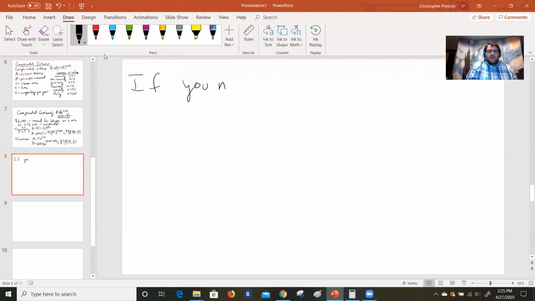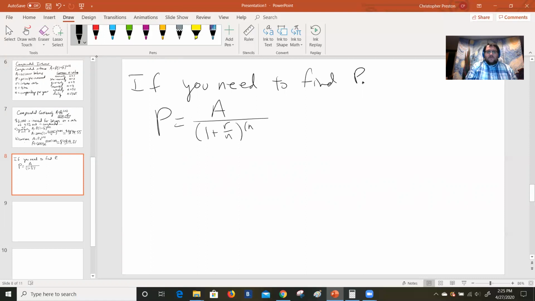If you need to find P, the principal investment, just moving things around, P is going to equal A divided by all that stuff that was attached to P. Just divide it over to the other side. Or for the continuous situation, P equals A divided by e to the rt. So that's how you could calculate that.